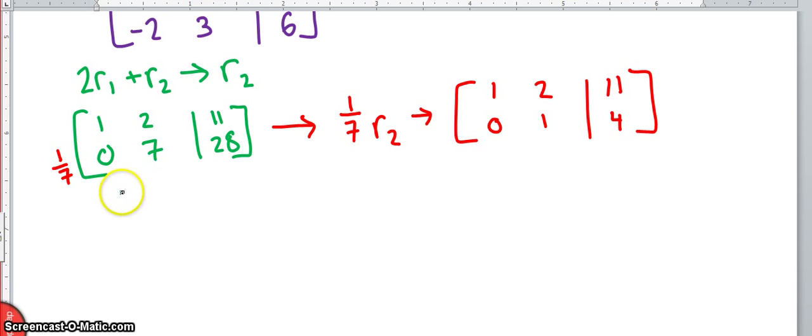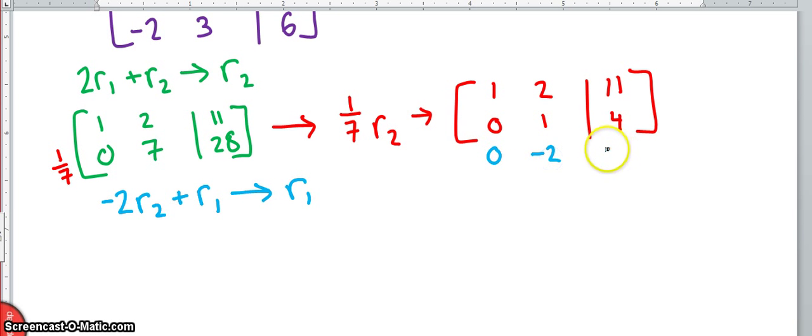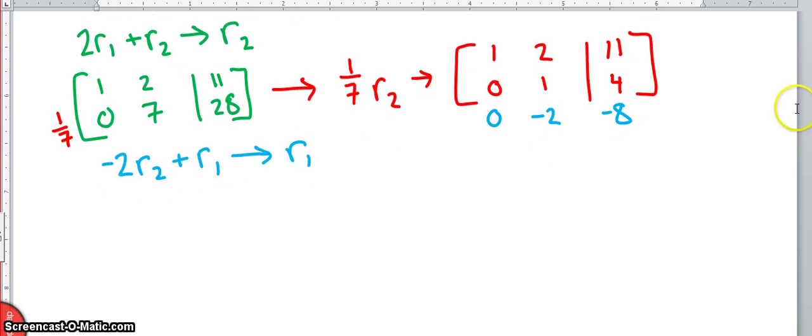So what we can do for our last step is take negative 2 times our row 2 and add that to row 1 and then put that in the place of row 1. Okay, if we do that, we're going to take negative 2 times row 2, so that'll give us 0, negative 2, and let's see, negative 8. So if we add that with row 1 and put it in row 1 spot, we're going to have 1 here, we're going to have 0 here, and 11 minus 8 is going to give us 3. And our row 2 then is going to stay the same because we were just adjusting row 1.